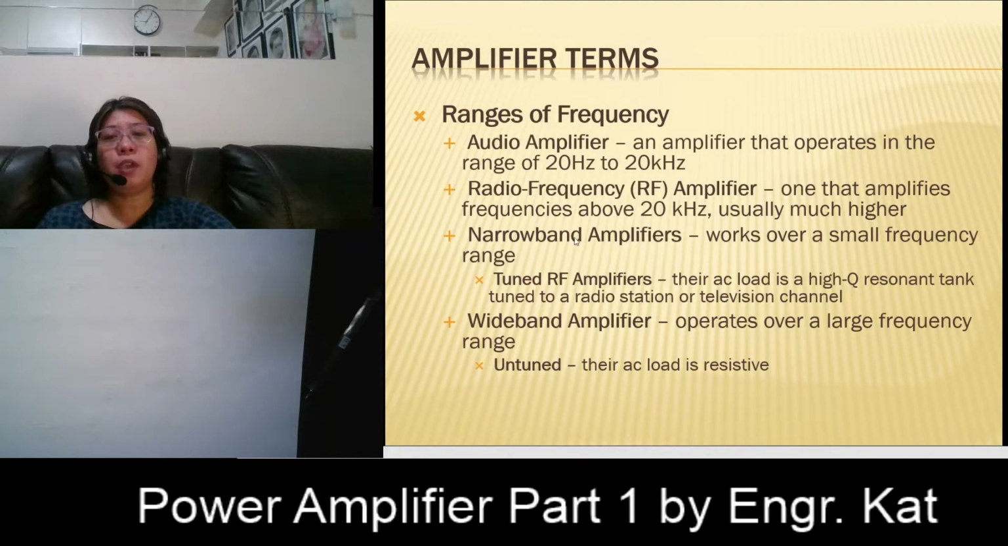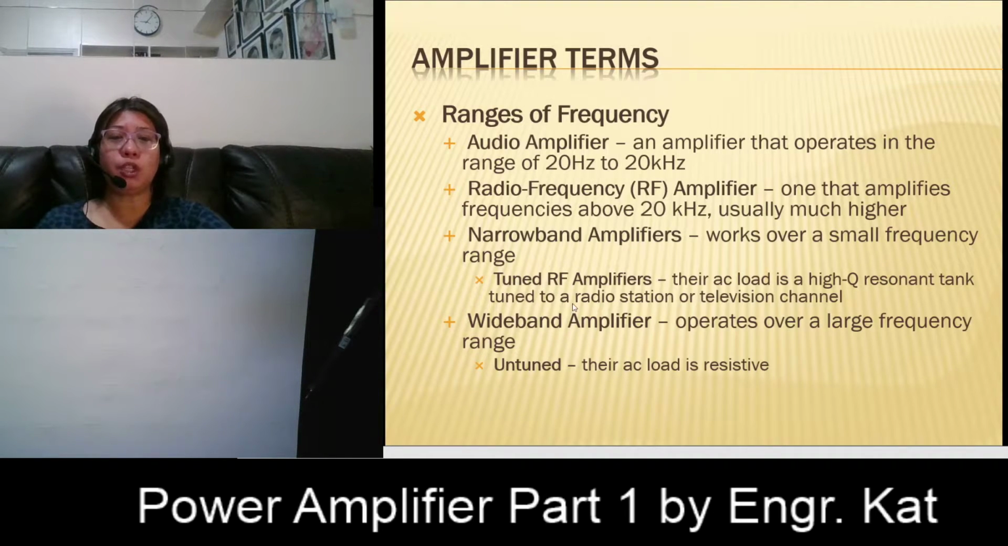Okay, so we have here two types of amplifiers. We have narrow band and wide band. So as the name implies, narrow means we have a very small frequency range. Usually narrow band amplifiers are called tuned RF amplifiers, or radio frequency amplifiers. We usually use this for RF, radio frequency ranges. Okay, so for tuned amplifiers, their AC load is a high Q resonant tank, or we call this a tuned circuit.